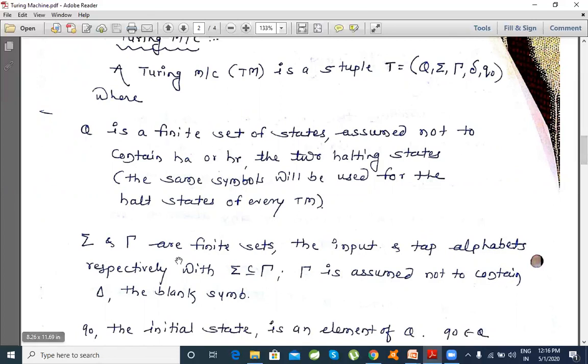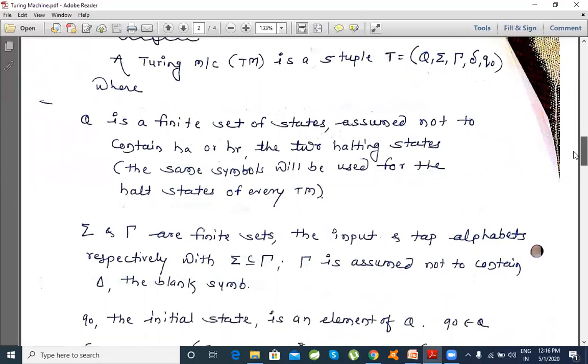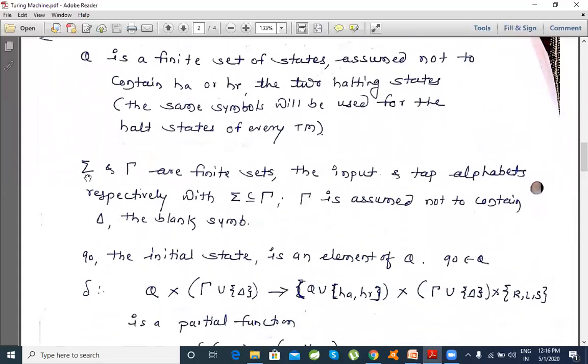So what does sigma stand for? Sigma and gamma, what do these stand for? Sigma and gamma are finite sets. It must be finite, it is compulsory. They are the input and tape alphabets. These two symbols are different. As of now, we have seen sigma represents the input symbols, and in this Turing machine, gamma stands for tape alphabets.